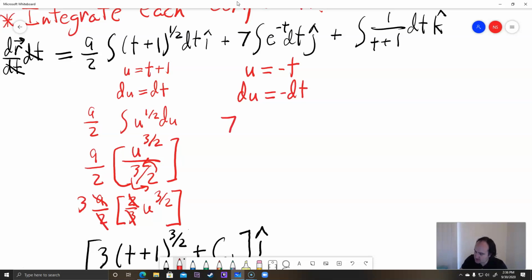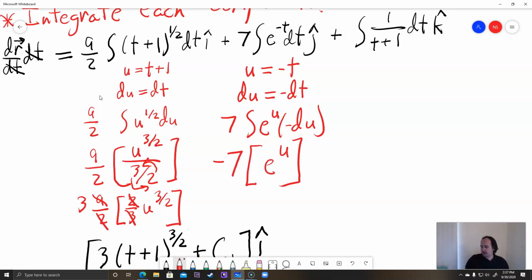So here we have 7 times the integral of e to the u times negative du. Right? Because if I take this equation right here and I multiply both sides by -1, I get that dt is negative du. So I plug in negative du for dt there. And then the integral of e to the u is just e to the u. But we have a minus here, so we'll bring the minus out front. So we actually have -7 times e to the u.